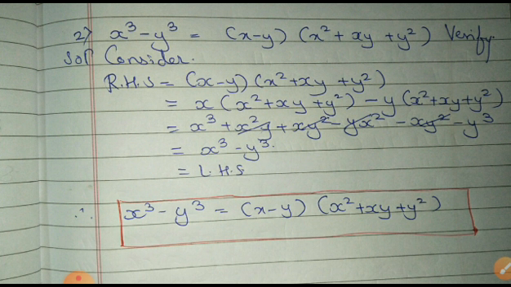So till now, which identities do I have for two terms? I can make use of either a square minus b square, or if I have two terms and they are cube terms, I can make use of the identity x cube minus y cube. Clear? We'll be seeing the examples.